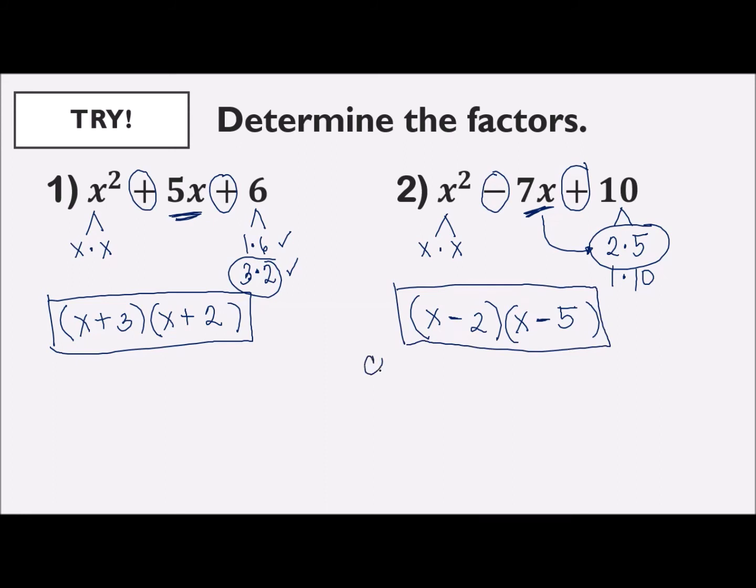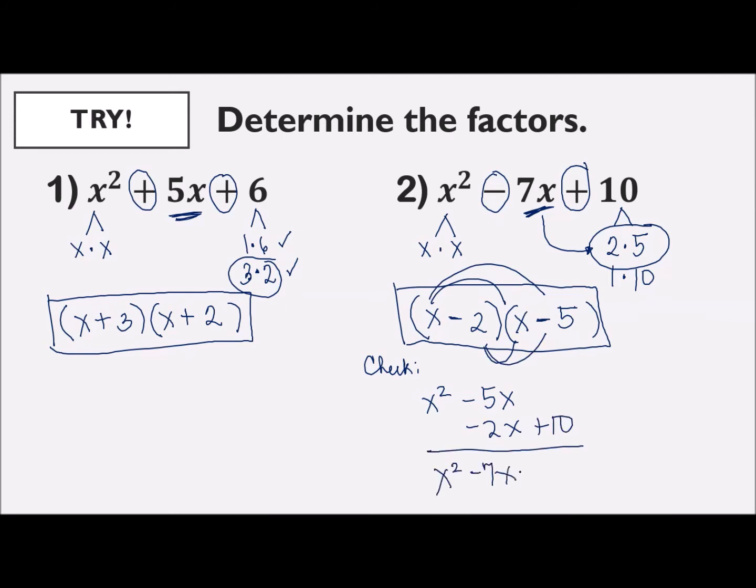Now, if you want to check it, use the FOIL method. So, x times x, that is x squared. X times negative 5, negative 5x. Negative 2 times x is negative 2x. And negative 2 times negative 5 is positive 10. So, if we're going to simplify it, this is x squared minus 7x plus 10. So, tugma tayo dito. Okay, so these are your factors. Okay?